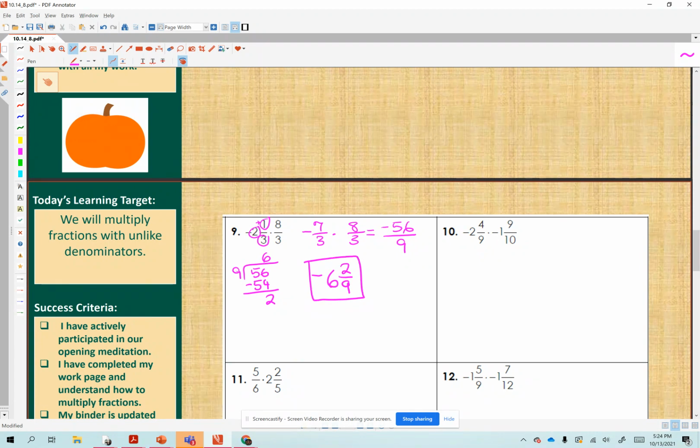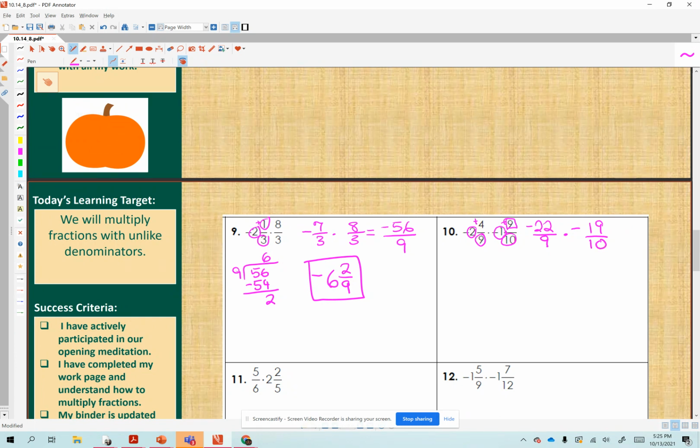Okay, in number 10, we have negative 2 and 4/9 times negative 1 and 9/10. So let's convert these to improper fractions. 9 times 2 is 18, plus 4 more, 19, 20, 21, 22/9, and that's a negative number, times negative 1 and 9/10, which would be 10 times 1 is 10, plus 9 more equals negative 19/10.